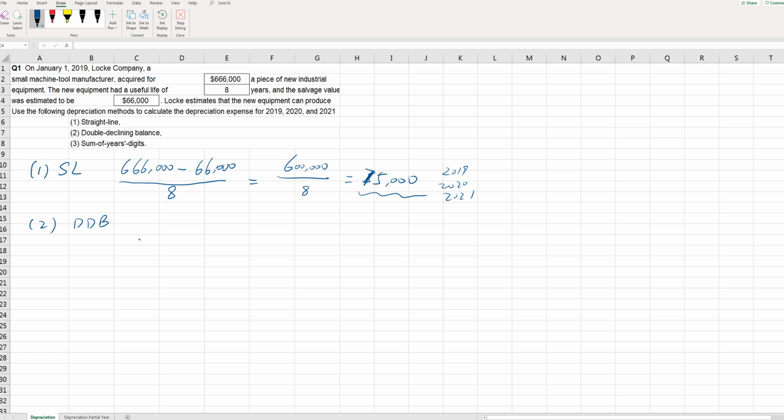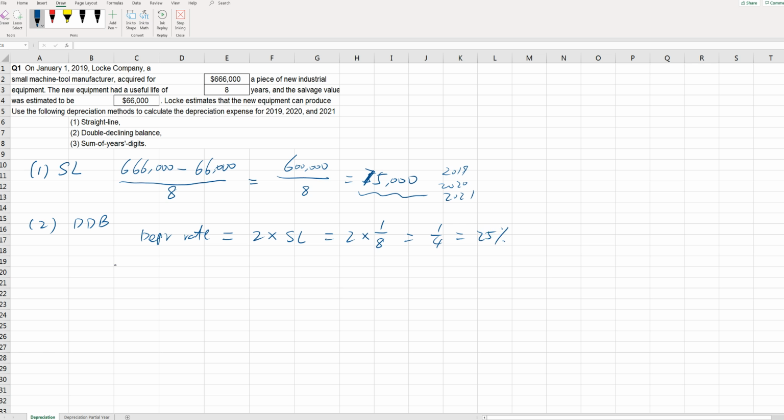Under DDB, we need to understand what my depreciation rate is. The depreciation rate is going to be 2 multiplied by the straight line depreciation rate. Under straight line, every year we depreciate 1/8, and in 8 years we fully depreciate this asset. Therefore, under straight line the rate is 1/8, but under DDB we double that rate. It gives us 1/4, or a 25% depreciation rate.